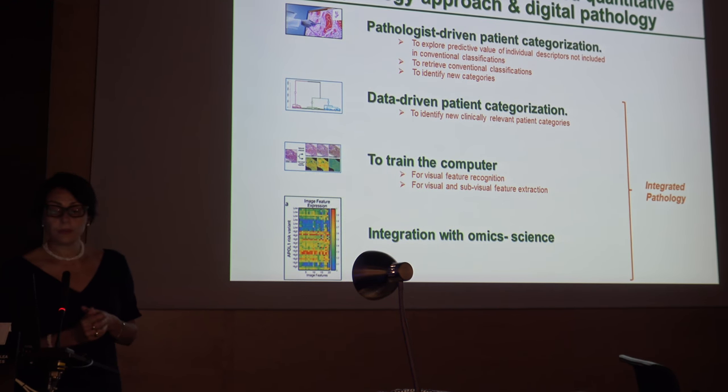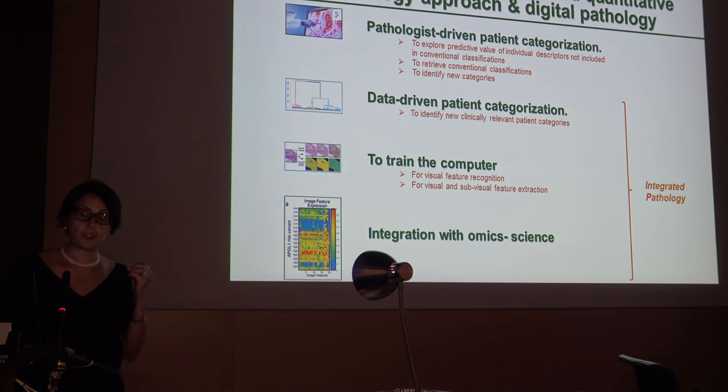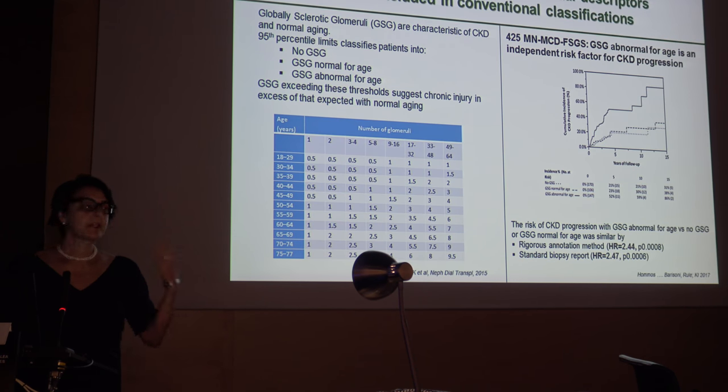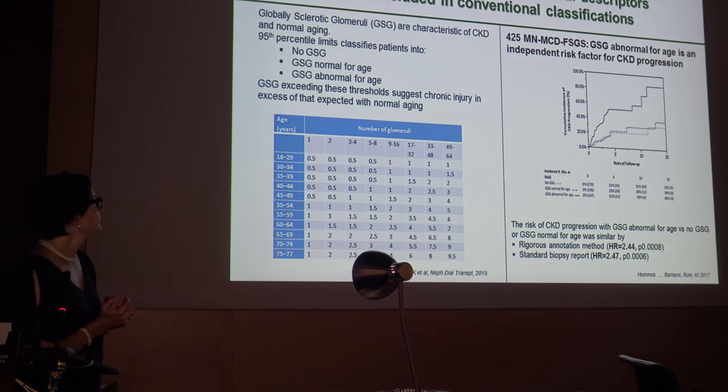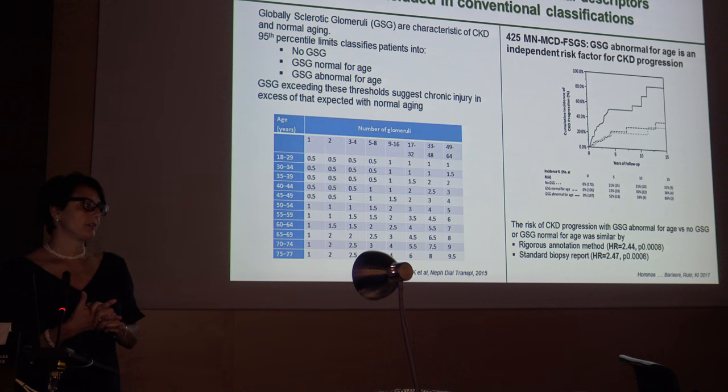Or we can train the computer for visual feature recognition and for visual and sub-visual feature extraction. And we can also use this data and digital pathology to integrate everything into a new sort of morphomic science, integrative pathology. So, for example, we can explore the predictive value of individual descriptors that are not included in the conventional classification system.